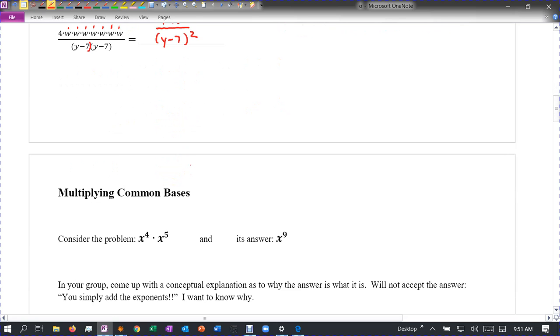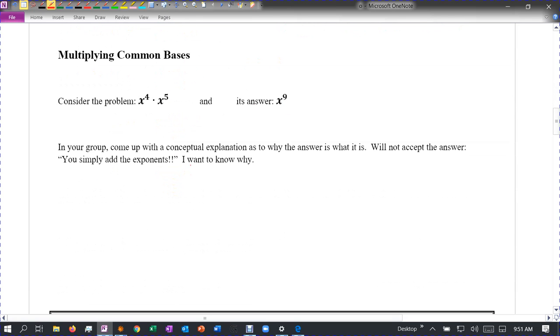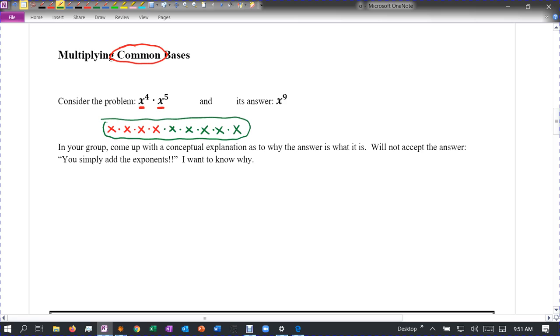Okay, let's continue. So if we want to multiply two exponents with common bases, common bases meaning these both have x, then how can we put these together? So think about what this actually means. This means x times x times x times x, that's x to the 4th, times x times x times x times x times x. Now we don't need to do this each time. I just want to illustrate how many x's we actually have here. And if you count these x's, you should have 9 of them, which you would have gotten had you just added these two exponents together. So our answer would be x to the 9th.